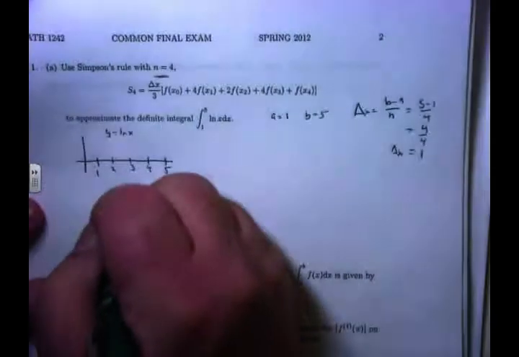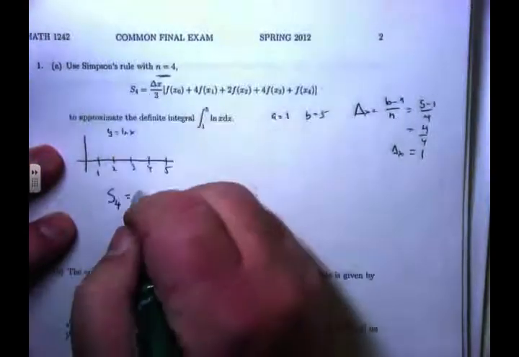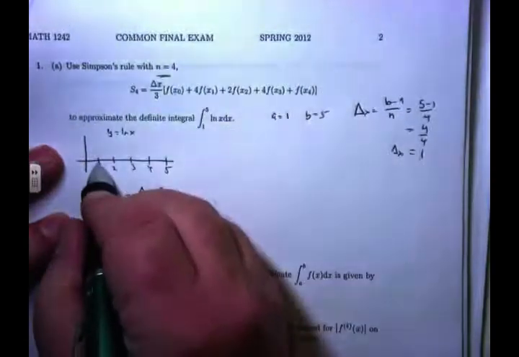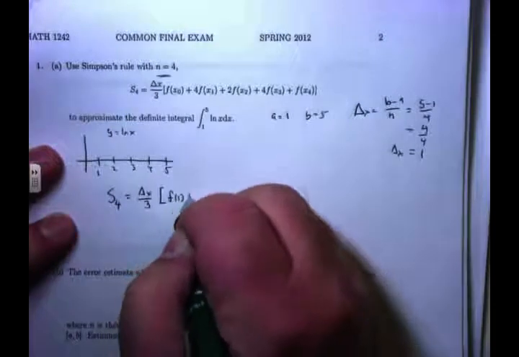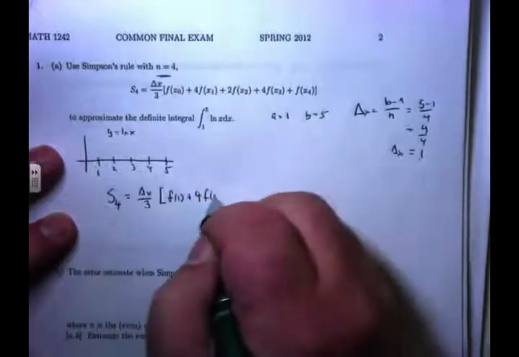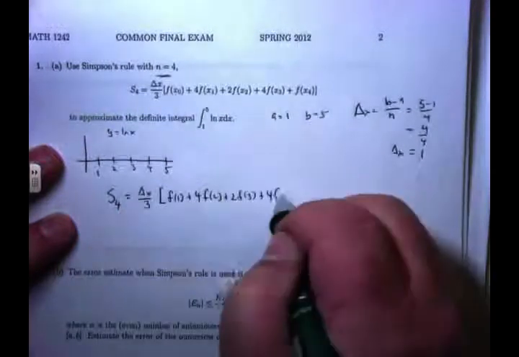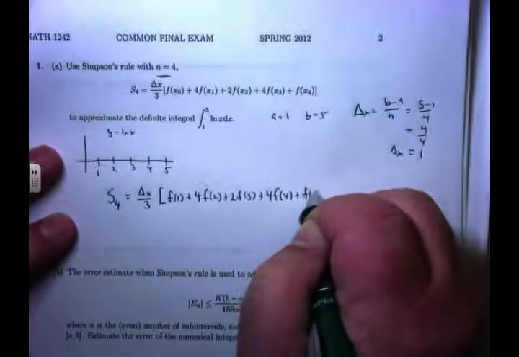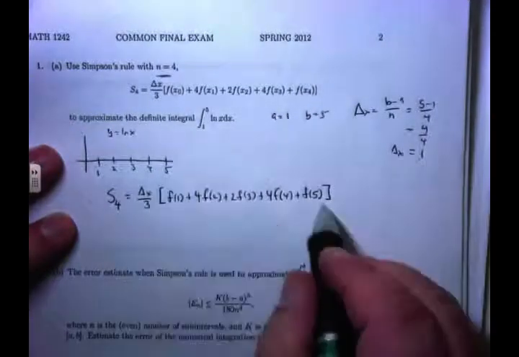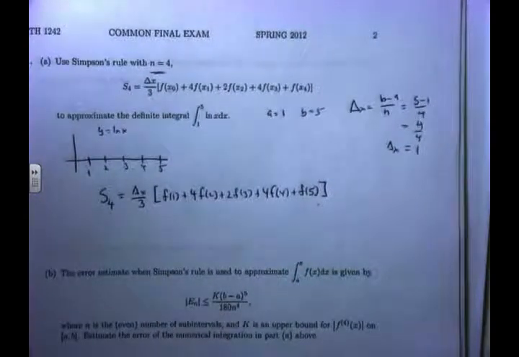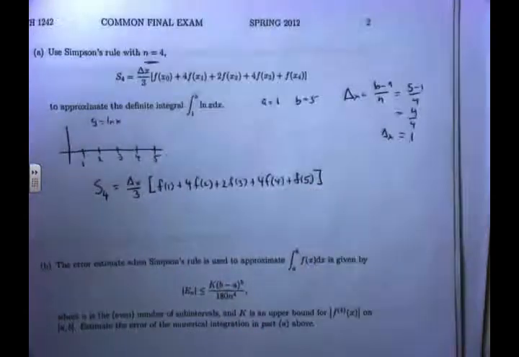Okay? So my S4, by formula, is going to be delta x over 3 times f of x, your first point, which is a. It'll be f of 1 plus 4 times f of your next point, which is 2, plus 2 times f of your next point, which is 3, plus 4 times f of 4 plus f of your last point, your endpoint b, which is 5. Always plus f of 5. Remember, it's a 4-2-4 combination. You start with 4. Remember, n has to be even. And you always end on a 4, on a 4-2-4 combination with the f of a and f of b at the beginning and end.